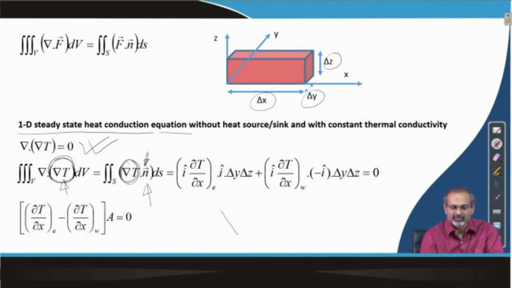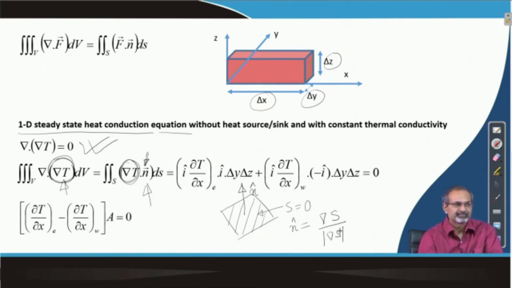That means, if you have a surface like this, you have a surface normal, and this surface normal vector can be indicated as follows. If you have a functional description for this surface, let us say that the surface is represented by a function which looks like S equal to 0, then this unit normal can be defined as gradient of S by mod of gradient of S, right.